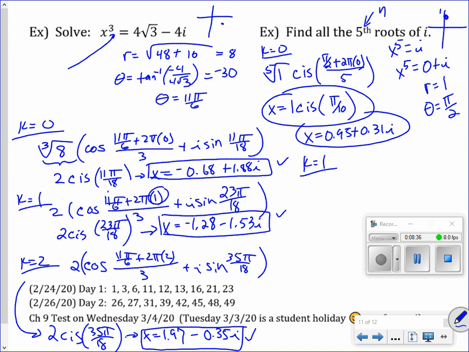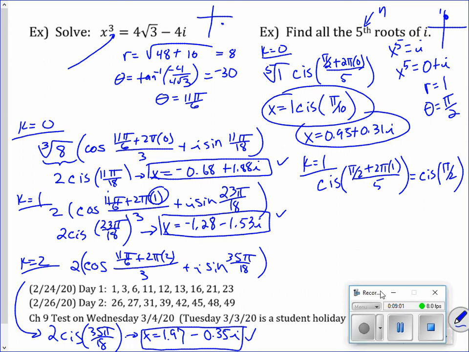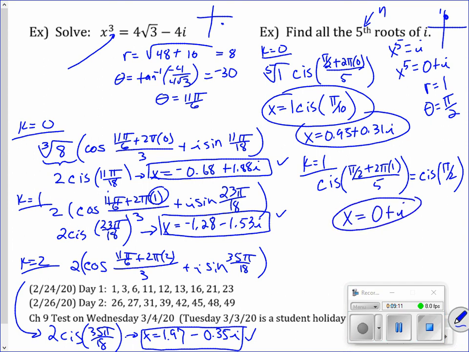Now I have the fifth root of 1, which is 1 again. So I'm just going to have cosine plus i sine of, this time, pi over 2 plus 2 pi times 1 over 5. On my calculator, I would type in 1/2 plus 2 and divide that by 5, and it would get me pi over 2. So this is cosine plus i sine of pi over 2. It's a pretty easy answer because cosine of pi over 2 is 0 and sine of pi over 2 is 1. So I'm going to get 0 plus i, or just i.